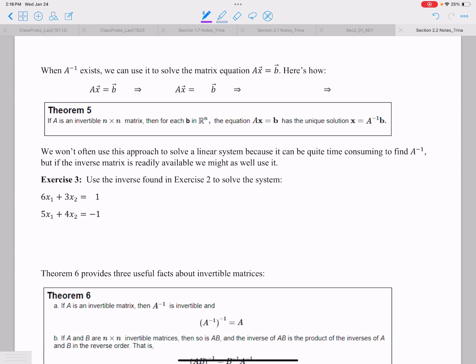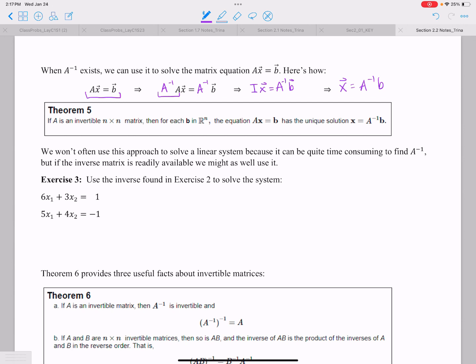When A inverse does exist, we can use it to solve the matrix equation AX equals B. Starting with AX equals B, we can multiply on the left by A inverse. We know that A inverse times A is the identity, so we have the identity times X equals A inverse B. But the identity times anything gives you that thing back, so you have X equals A inverse times B. So this is another way we could find the X vector when we solve a matrix equation.